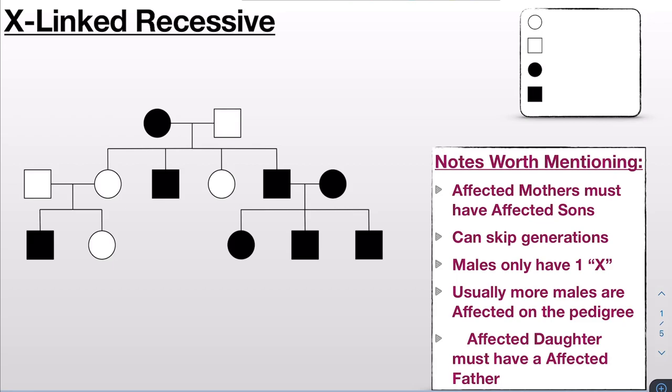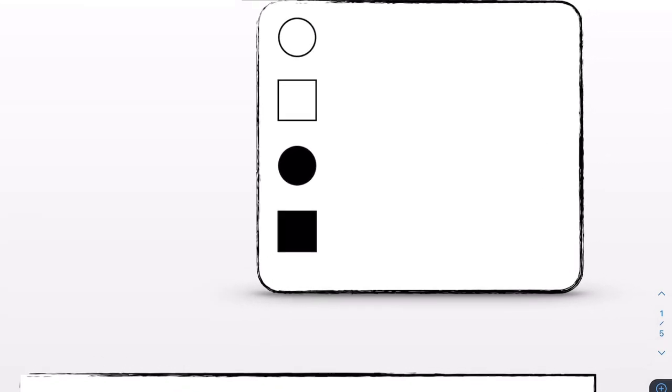If we look at the affected mother in here, that would be this one. So, that would be X, let's use A's, little a, X, little a. That would be an affected mother. An affected father would be X little a, and of course he has a Y for the second chromosome.